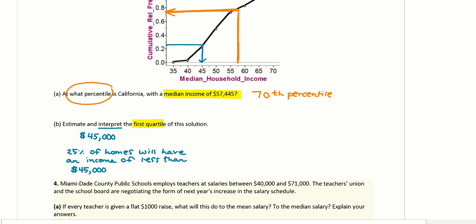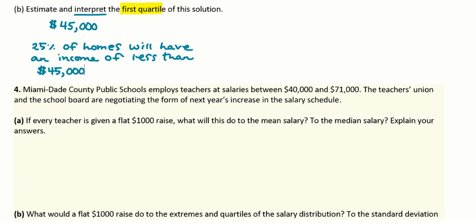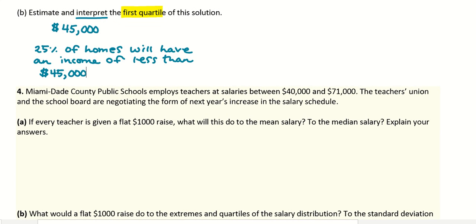Let's take a look at number 4 on this page. We're told that teachers' salaries are between $40,000 and $71,000. They're negotiating an increase. That's nice. So if every teacher is given a $1,000 raise, what is this going to do to the mean salary? So measures of center, if every single item in your data set increases or decreases by a constant number, your measures of center will also increase or decrease accordingly. So we did an activity in an earlier lesson. If you need to revisit that activity, please do so.